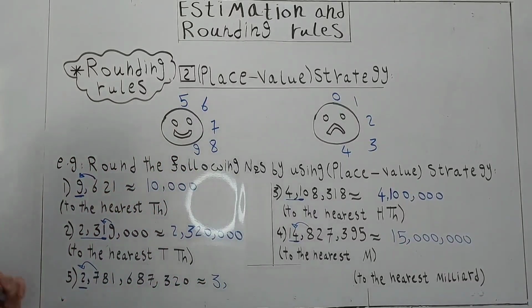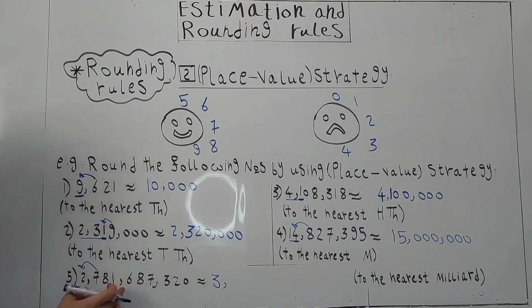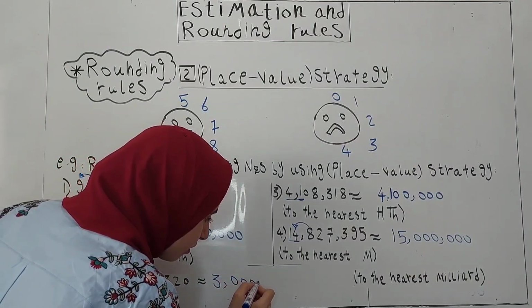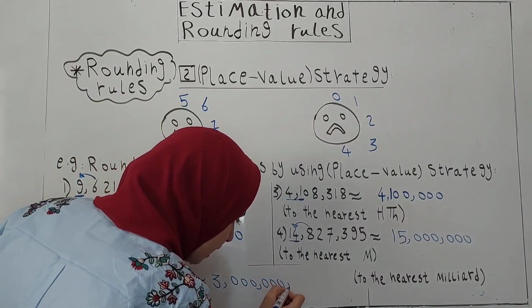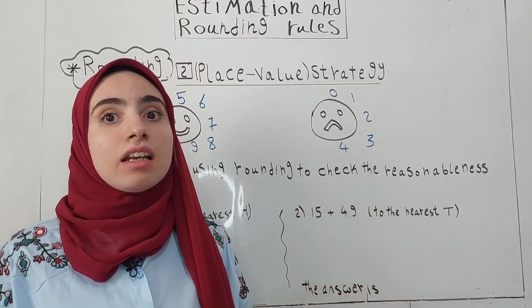Then we replace the digits in the last place with zeros. How many zeros? 1, 2, 3, 4, 5, 6, 7, 8, 9. So we put 9 zeros. It is 3, it is 6, and it is 9. Let's take another example.